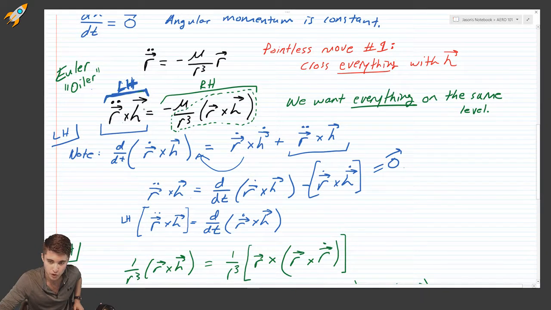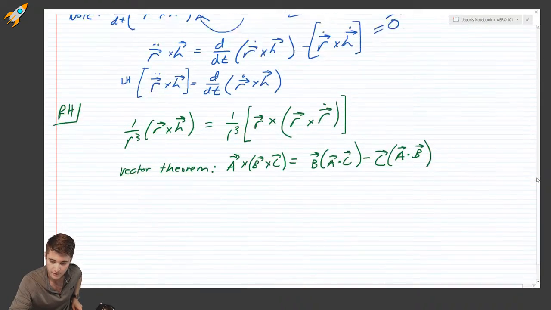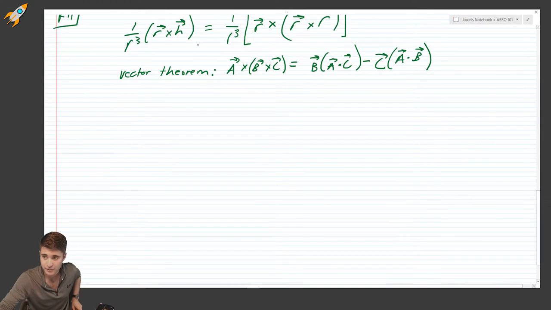We literally just took the gravitational equation, Newton's law of gravitation, and crossed it with angular momentum. It doesn't have any physical significance at all, but we did it. So that's my first pointless move. We're going to make another one a little bit later. So we have this vector theorem. So we've got an r cross quantity r cross r dot.